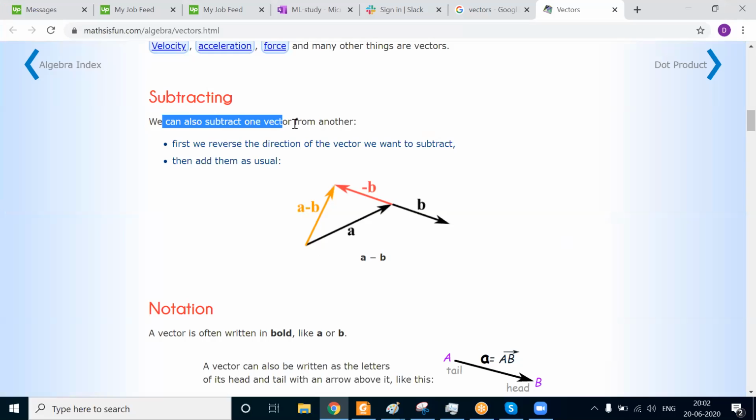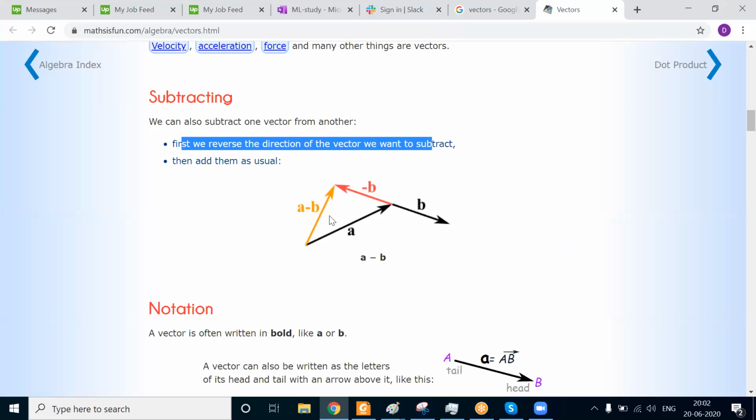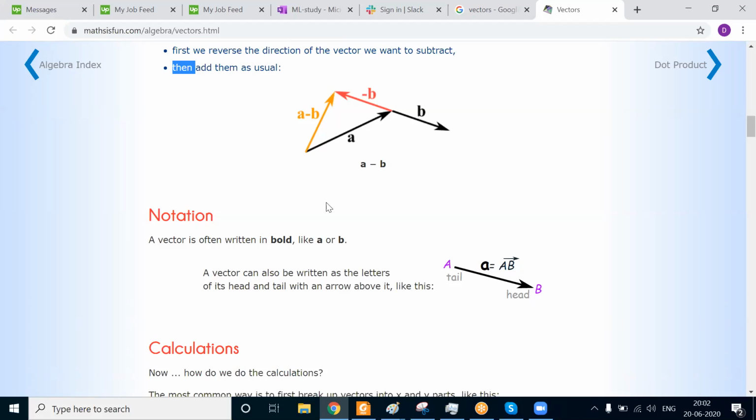We can also subtract one vector from another. First, we reverse the direction of the vector. If you want to subtract, we always reverse the direction. I was going in this direction, but if I want to subtract, I have to go in the opposite direction. So this is what A minus B is. Then we add them. So this is -B, this is A, and if I add these, it is going to be A minus B. Clear? Yes. Okay, I think I'm clear.